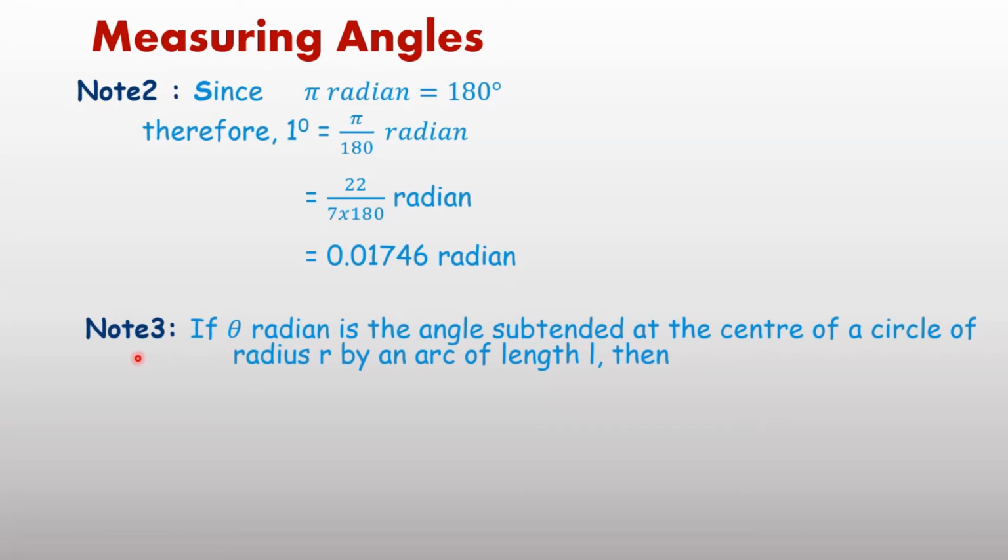And third important note, which you should know: if theta radian is the angle subtended at the center of a circle with radius r and arc length l, then the simple formula you can write is theta equal to l upon r, or angle equal to arc upon radius. Here the measurement of angle is in radian. Remember, whenever you are applying the formula theta equal to l upon r, the unit of theta is radian. So these are three important notes to prepare.